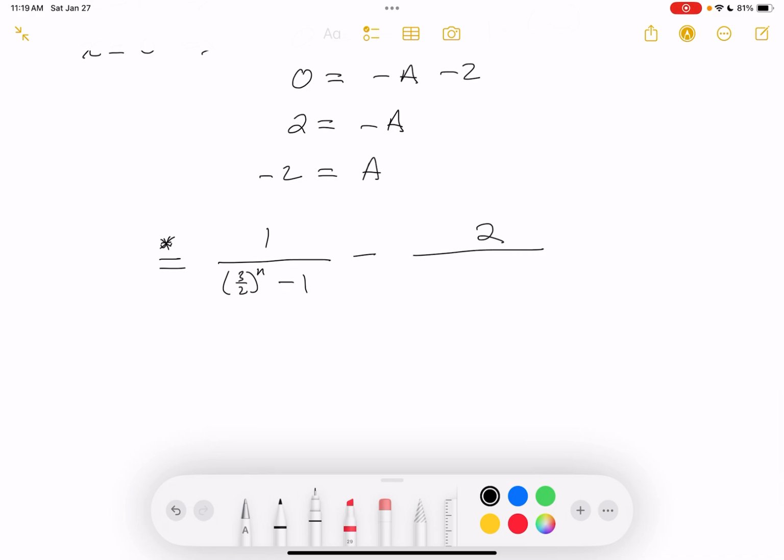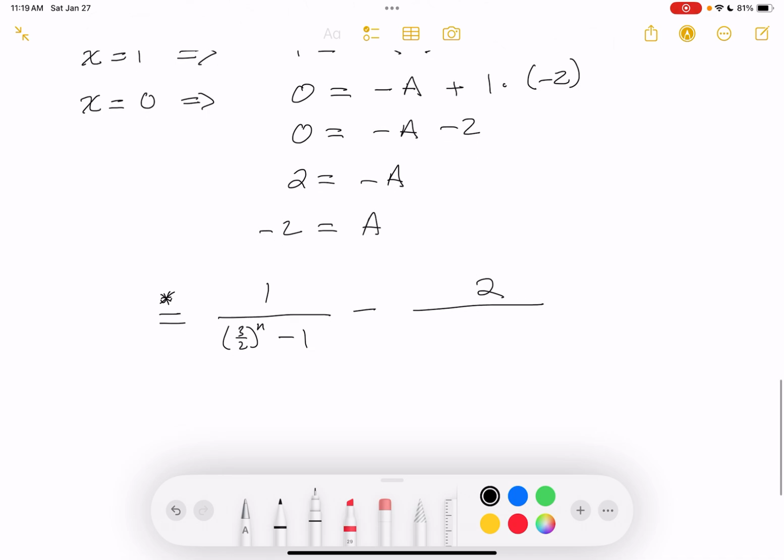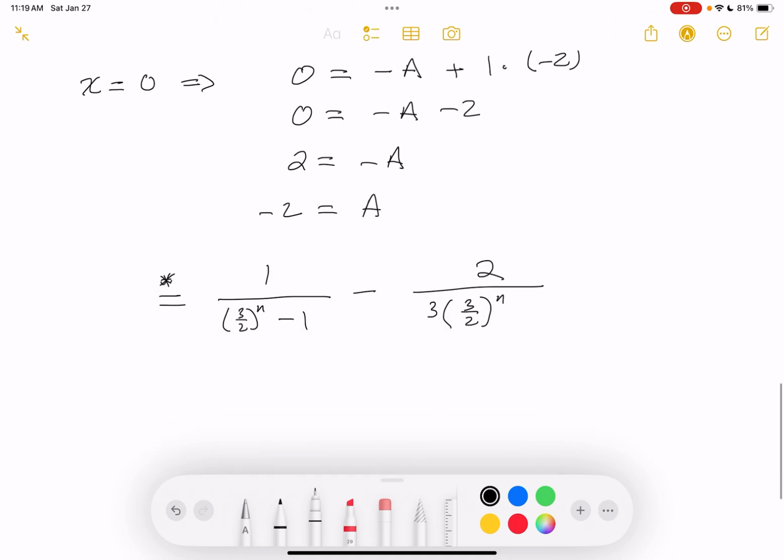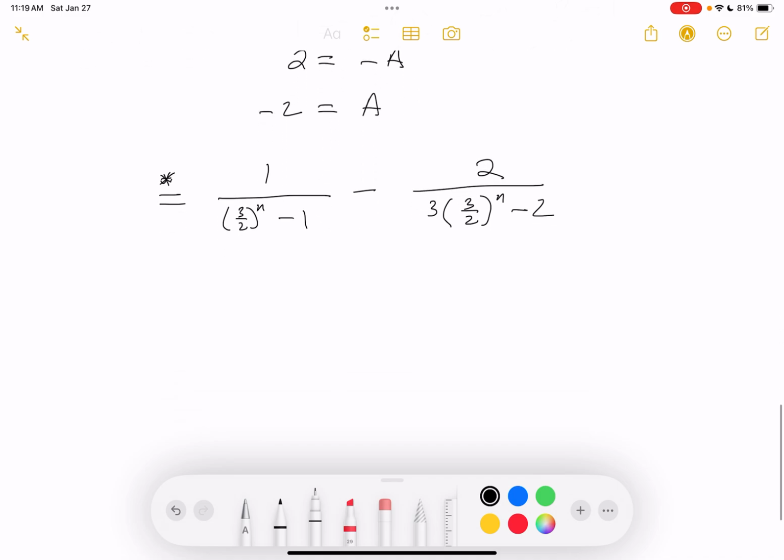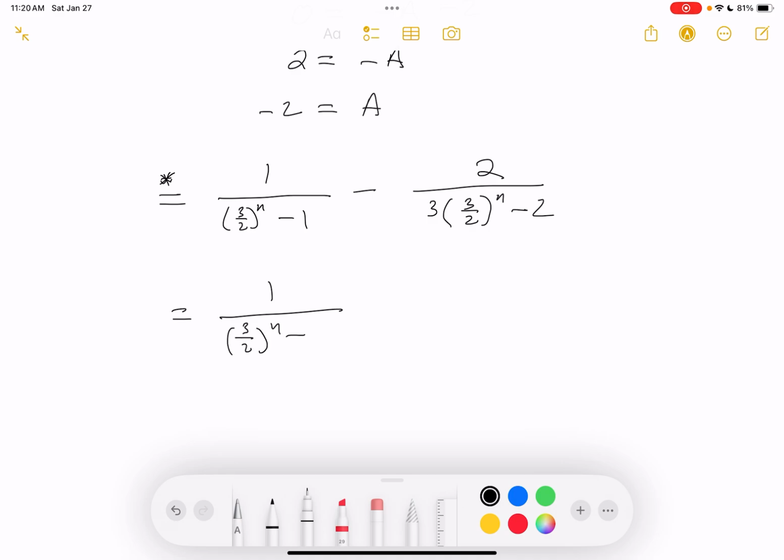Minus a 2. And it's going to be 3 times 3 over 2 to the n. That's what the x is, right? Minus 2. And this is a partial fraction decomposition. I'm going to continue to simplify a tiny little bit, by the way. And that's going to be 1 over 3 over 2 to the n minus 1.